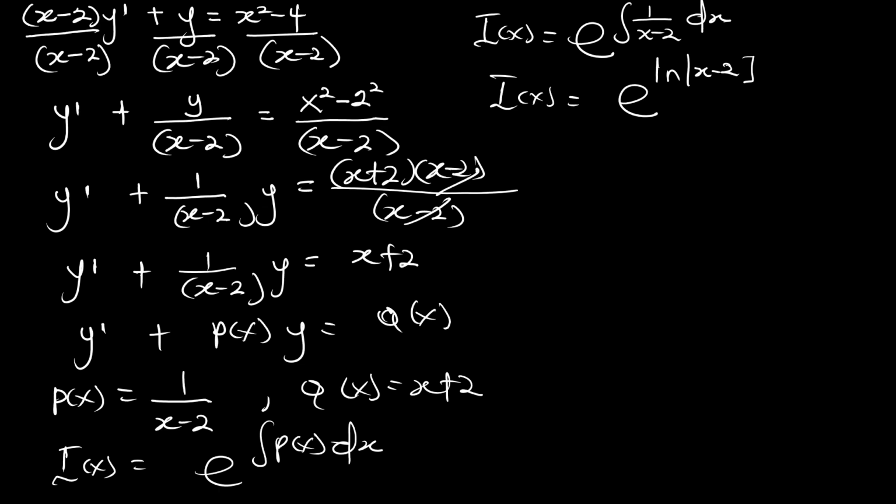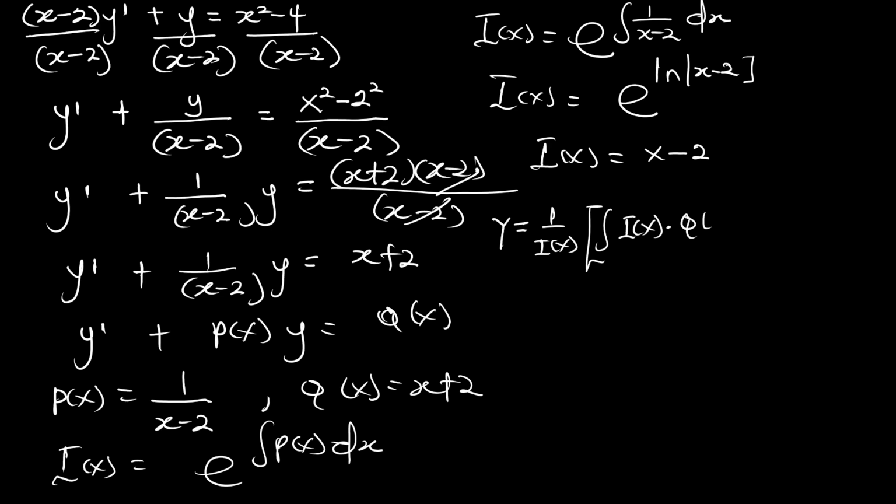Okay, so now we have I of x equals e to the power natural log of x minus 2. So our I of x is simply x minus 2, because e to the power natural log of any function is just that function. Having our integrating factor, y equals 1 over the integrating factor multiplying the integral of the product of the integrating factor and Q of x dx plus c.